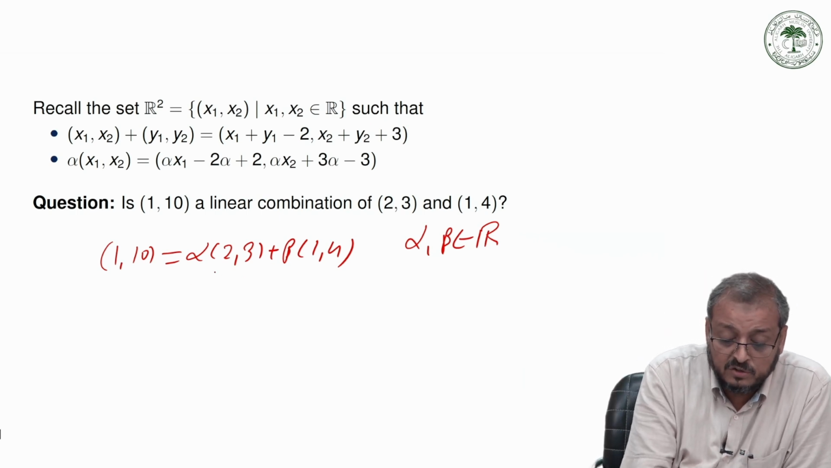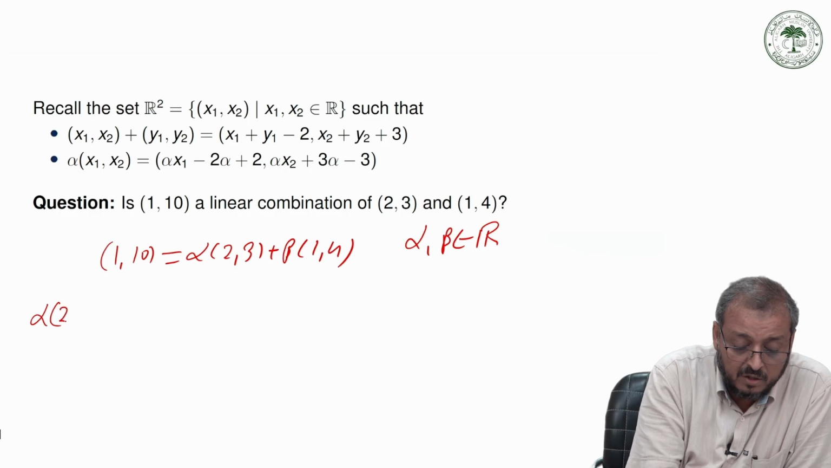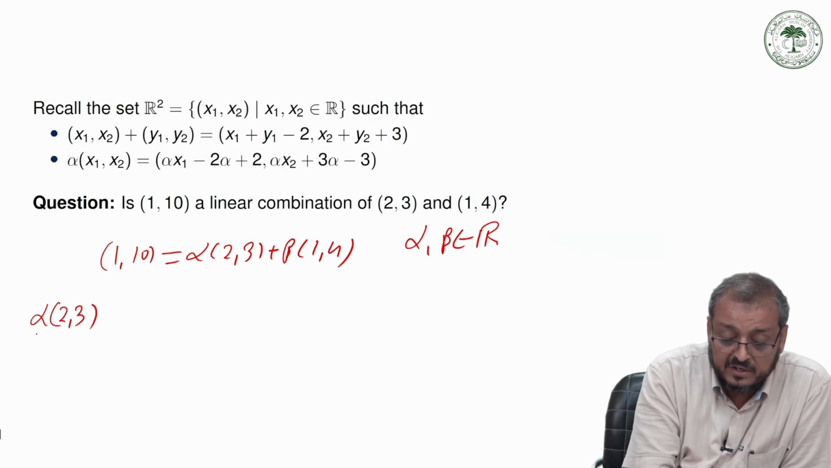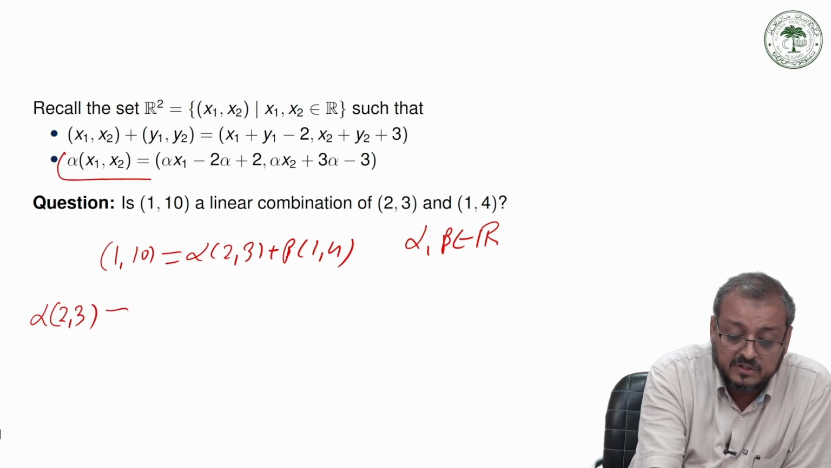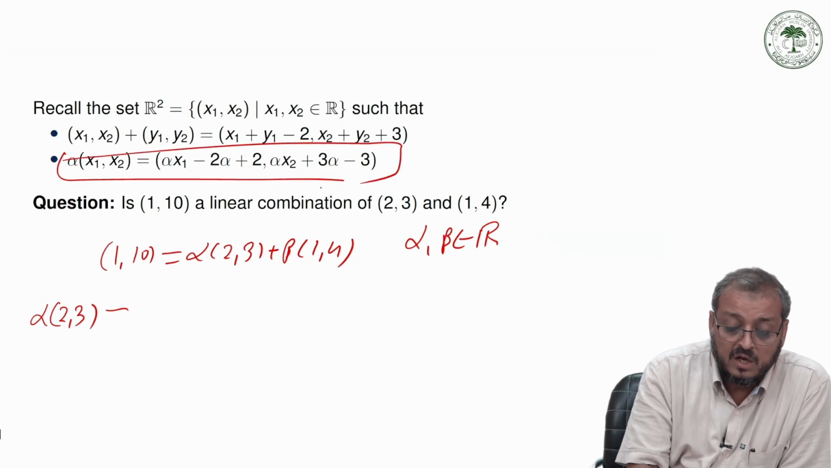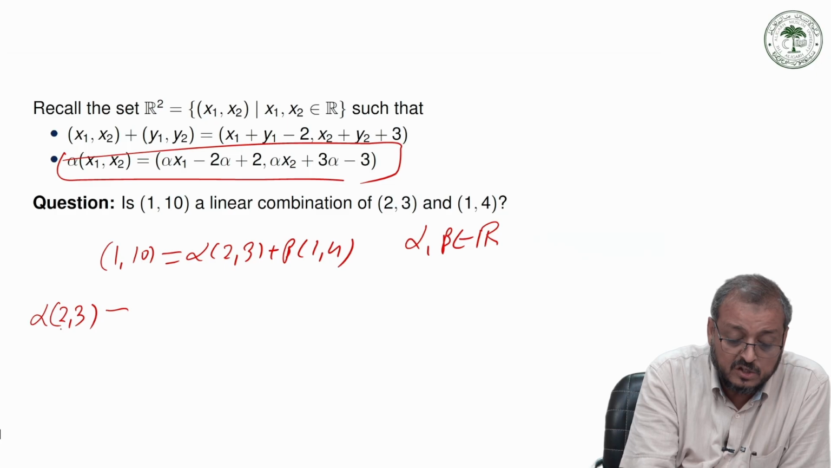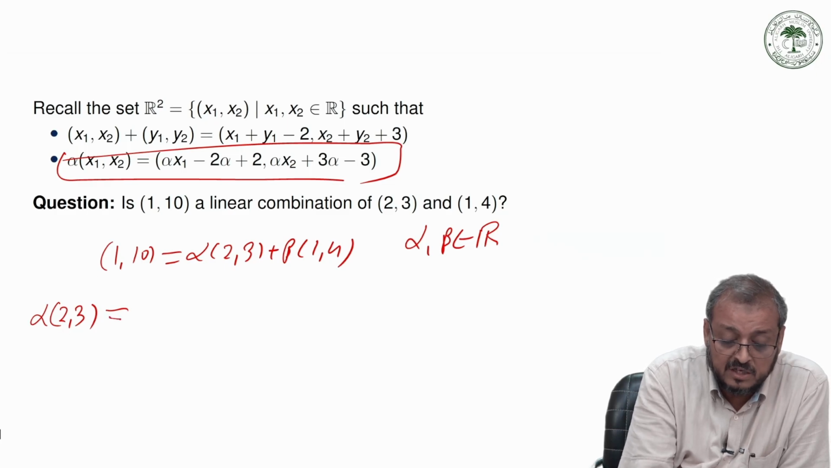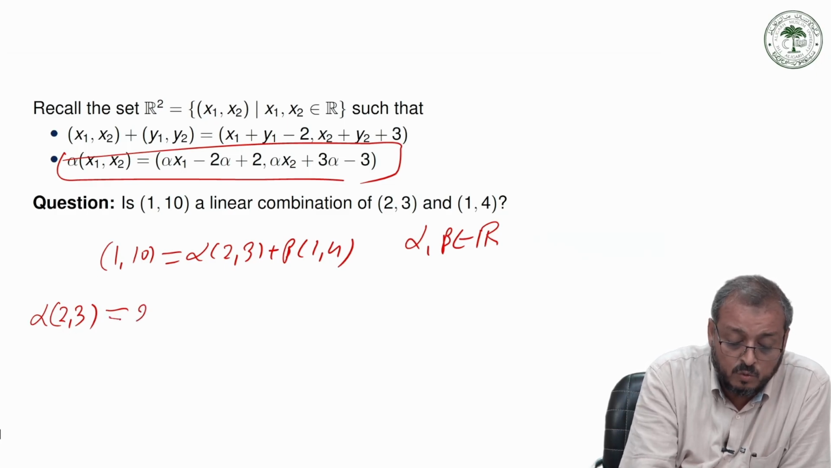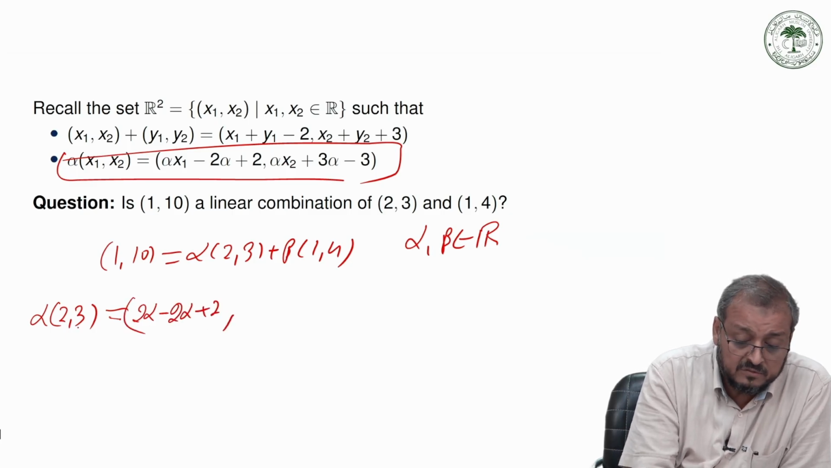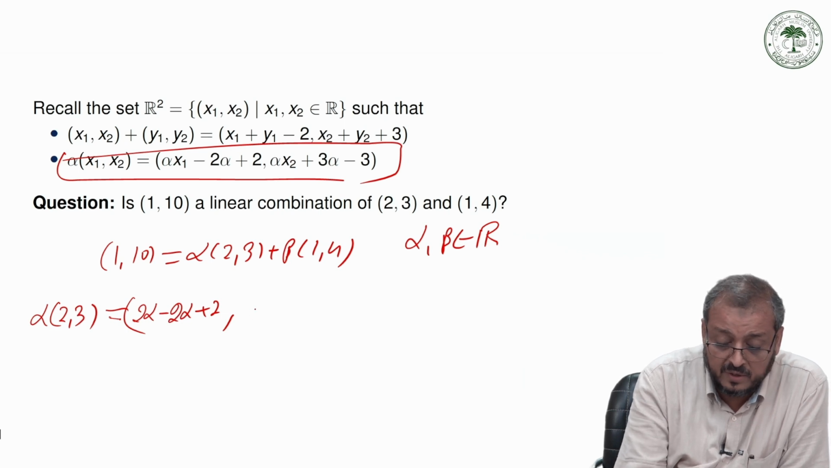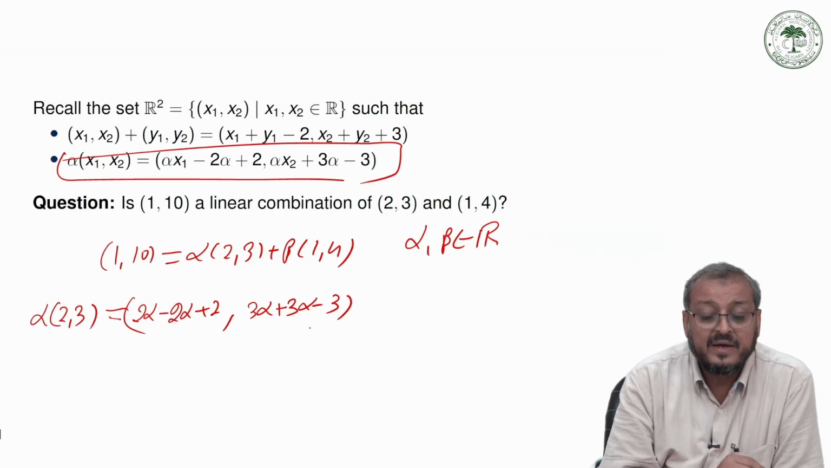We have to take the scalar multiplication, alpha times (2, 3), where scalar multiplication is defined in this form. So we have alpha x1 minus 2 alpha plus 2, where x1 is equal to 2 and x2 is equal to 3. So this can be written as 2 alpha minus 2 alpha plus 2, and then 3 alpha plus 3 alpha minus 3.